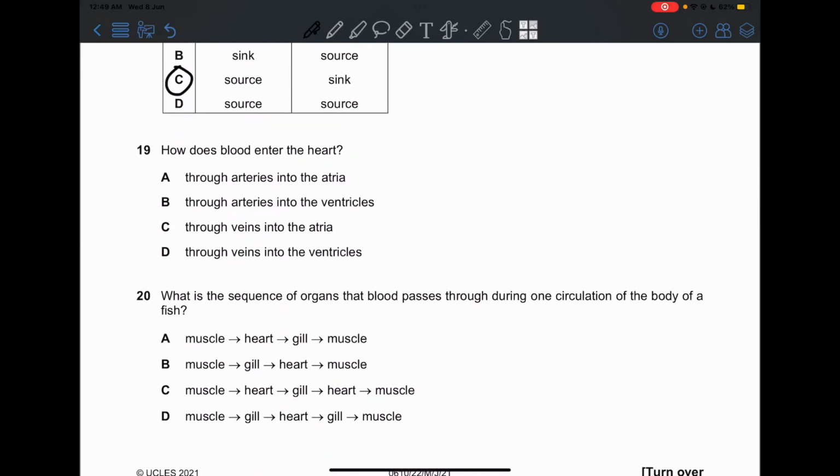19. How does blood enter the heart? Now we know that blood enters the heart through veins called the vena cava. So we're going to be choosing between C and D. C says through the veins into the atria, and D says through the veins into the ventricles. Of course it's going to be into the atria, because ventricles are down, not up, so the upper side is actually the atrium, so that's going to be C.